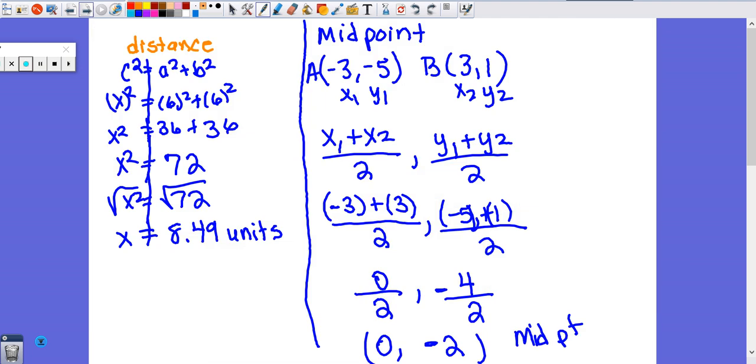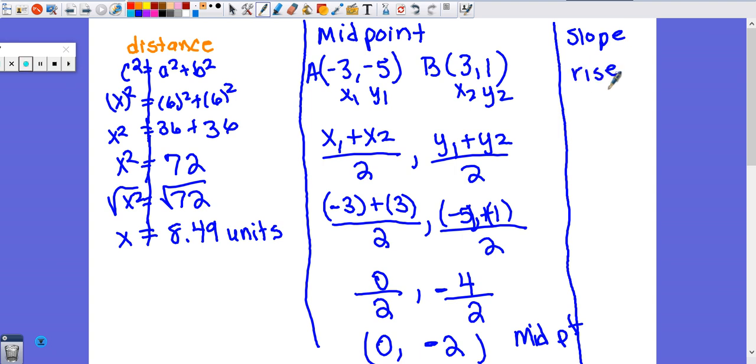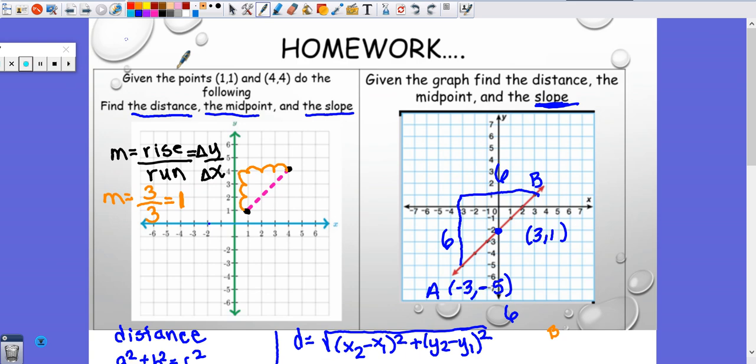I know that slope is equal to rise over run, and there is a formula. I'm not going to use the formula here. I'm just going to use the rise over run method since I have a graph.